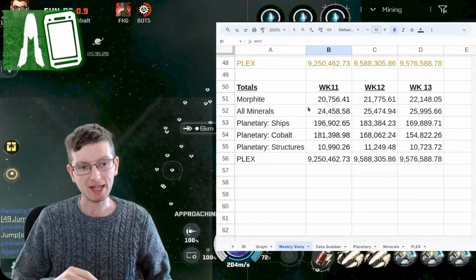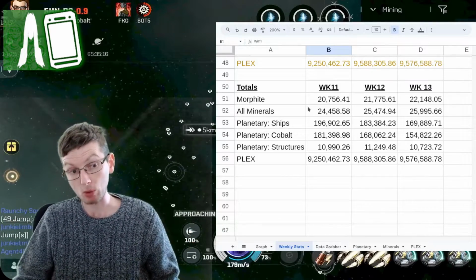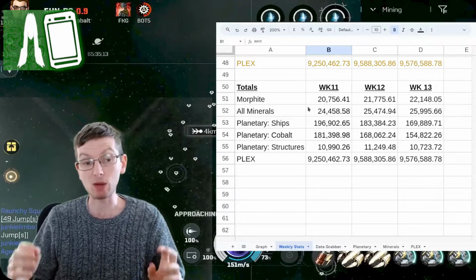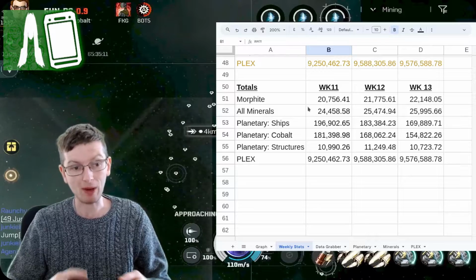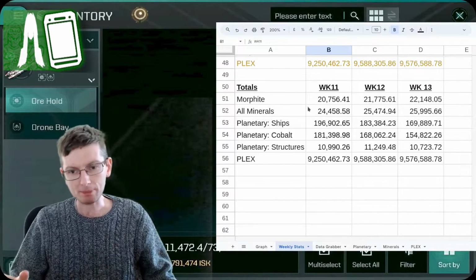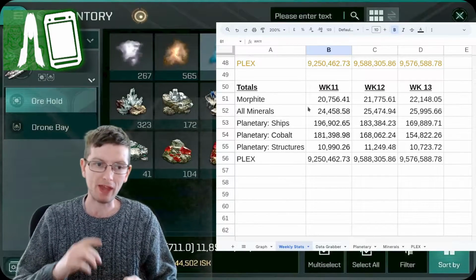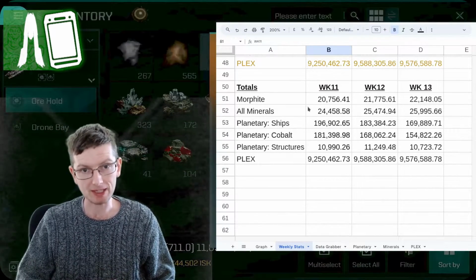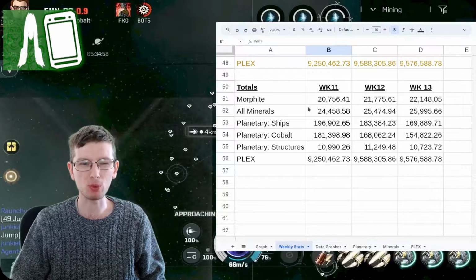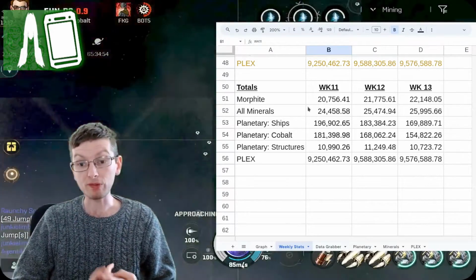Planetary is broken down into 3 categories. We have ships, for, of course, shipbuilding. That will most likely be going towards capital ships, I would imagine. But we also have cobalt. Cobalt is meant to represent all of the planetary materials that are exclusive to the new regions, whether that be Cobalt Edge, the Kalevala Expanse, or the new one whose name I haven't had a chance to memorise yet. We'll get there. And lastly, we have planetary for structures.